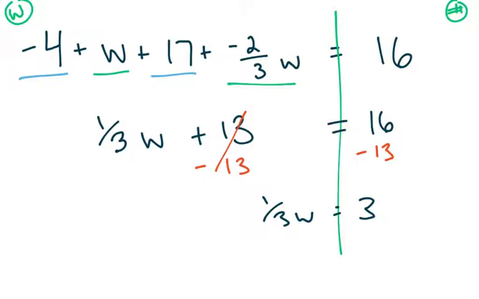Now the last step is going to be to divide by 1/3. So I'm going to divide by 1/3. If you do that, you should realize that that's the same thing as multiplying by 3. You should end up with w equals 9.